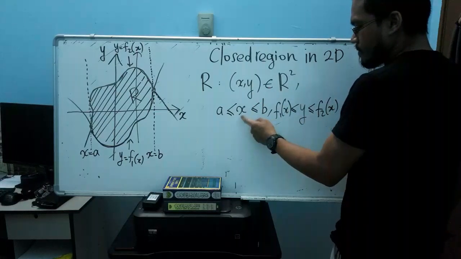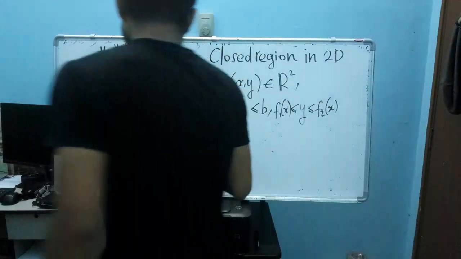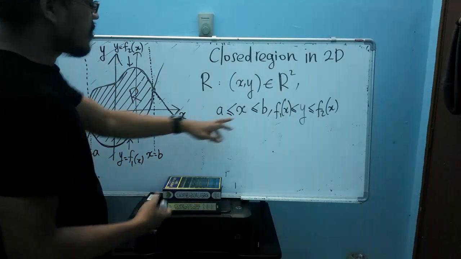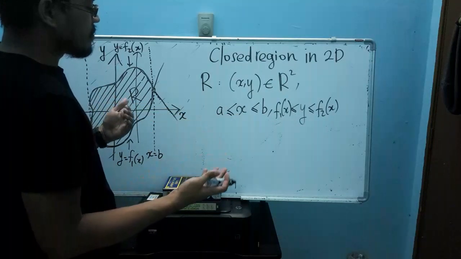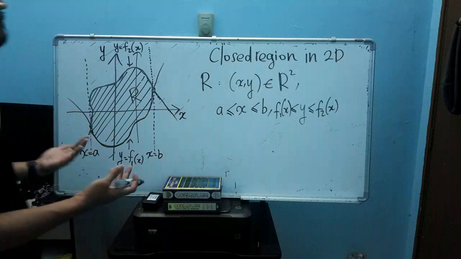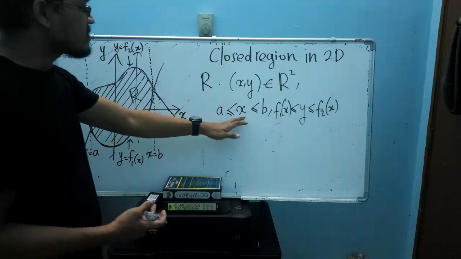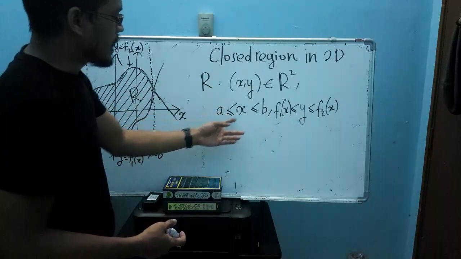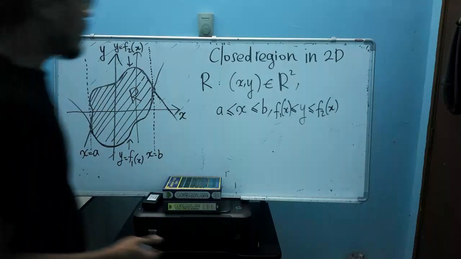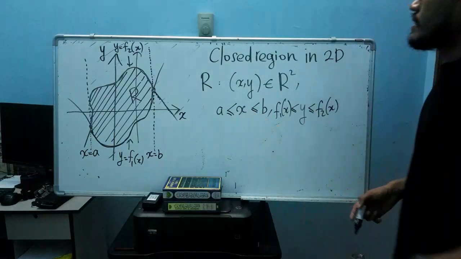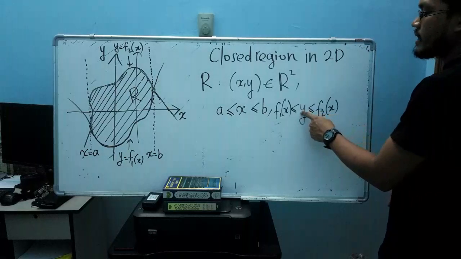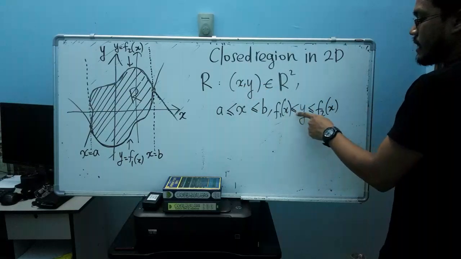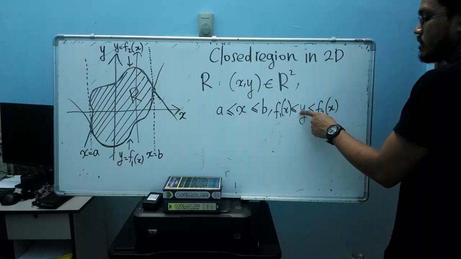How can we find the condition of my x? We find it by looking at the minimum and maximum values of x, since R lies between two values of x. So x is between a and b. After we find the condition of x, we need to find the condition of y, because we already know that x and y here are independent.